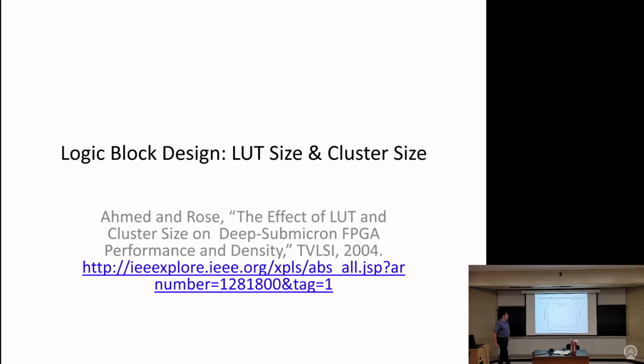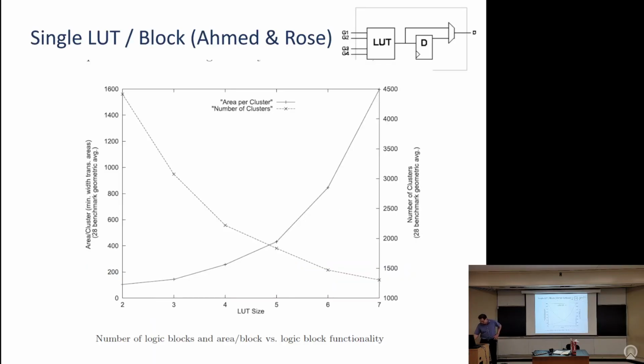So the first thing they looked at is, well, maybe we should just use a single LUT. Okay, so they use this BLE where they had a LUT. This is a 4 LUT. They're using the style where you can have a register. You can use either the registered output or not, right? The combinational output. And what I'm showing here is they averaged over 28 benchmark circuits the layout or process independent area metric, the minimum width transistor area metric that we talked about last week. Okay, so they're averaging it over all these benchmarks.